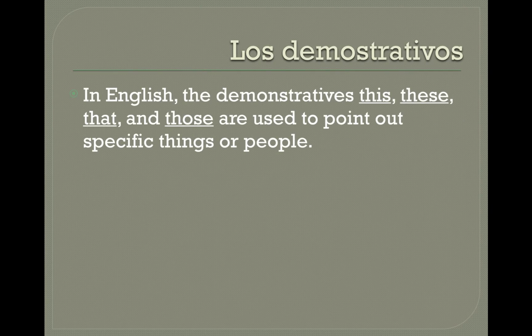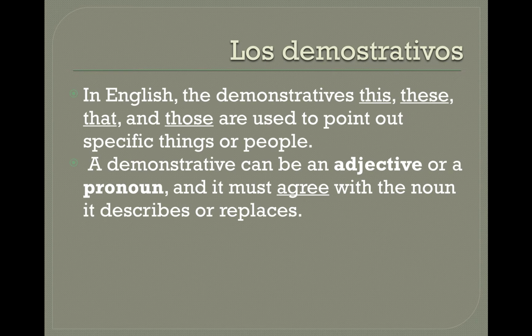As for demonstratives, in English, demonstratives are this, these, that, and those, and are used to point out specific people or things. A demonstrative can be used as an adjective or as a pronoun, but it must agree with the noun that it describes or replaces.